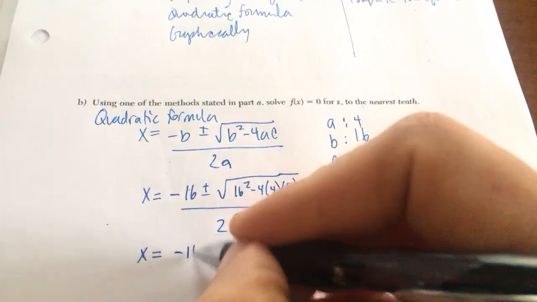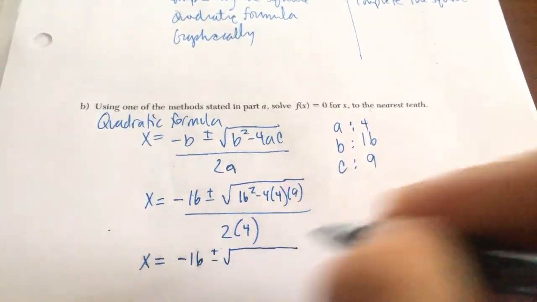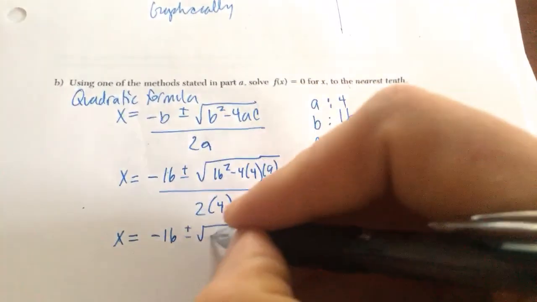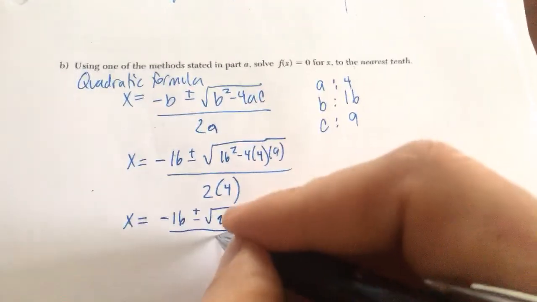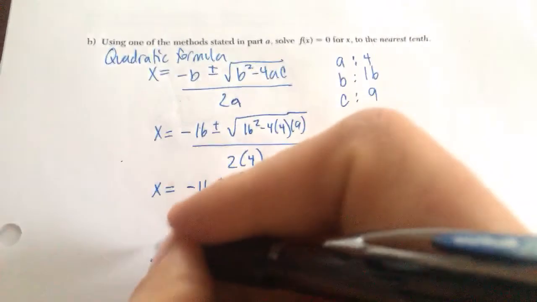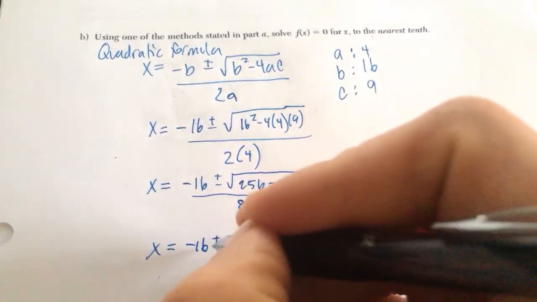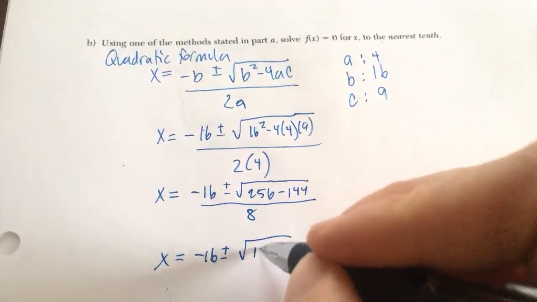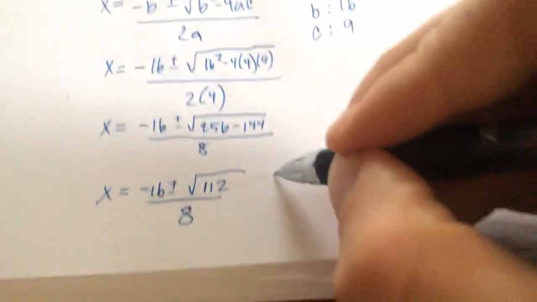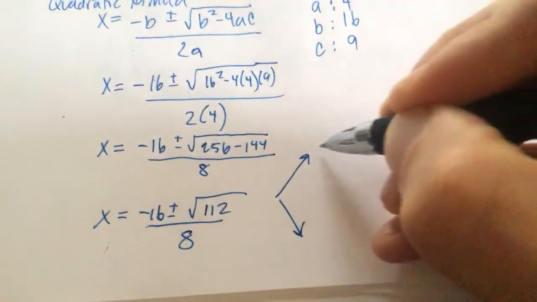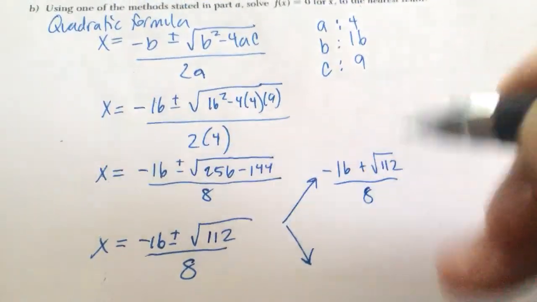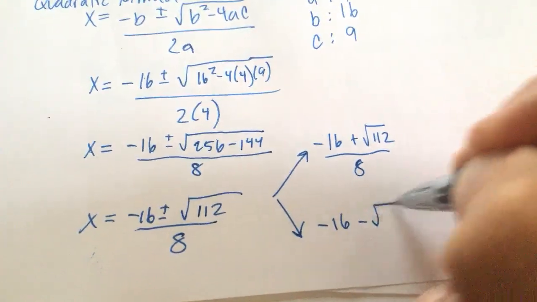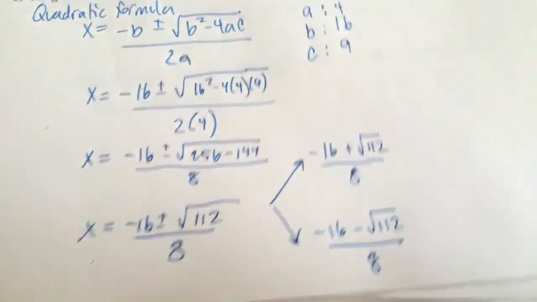Plugging all these values in, I get negative 16 plus or minus the square root of 256 minus 144, over 2 times 4, which is 8. So I have negative 16 plus or minus the square root of 112 over 8. What this means is you have two answers: negative 16 plus the square root of 112 all over 8, and negative 16 minus the square root of 112 over 8.